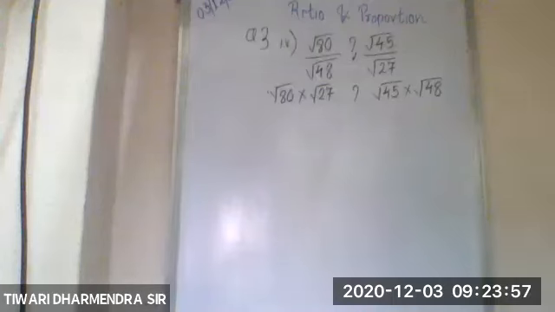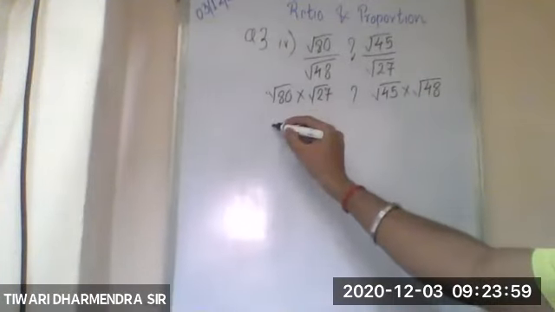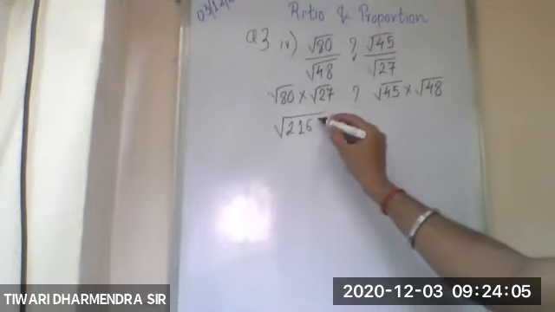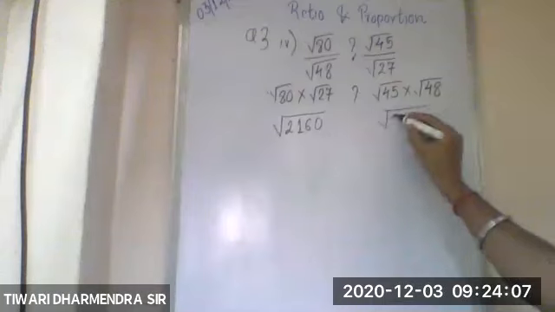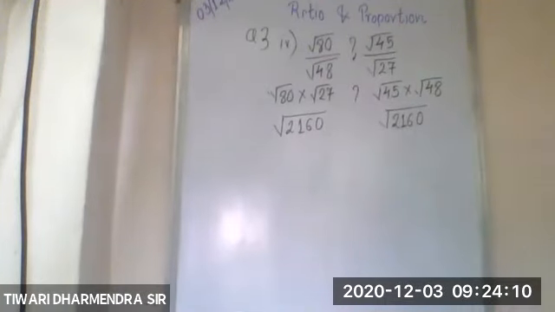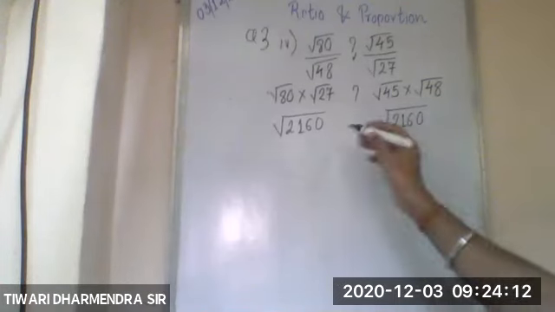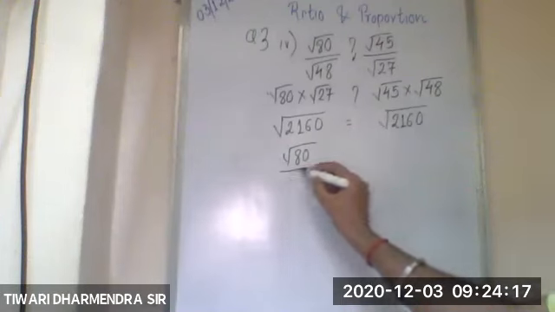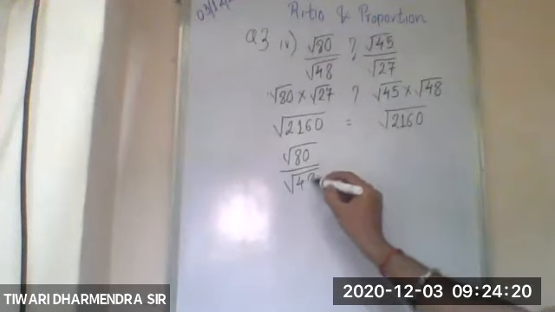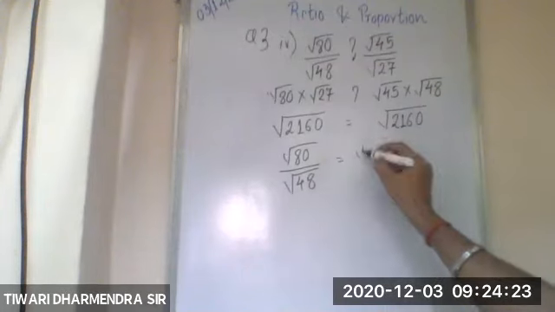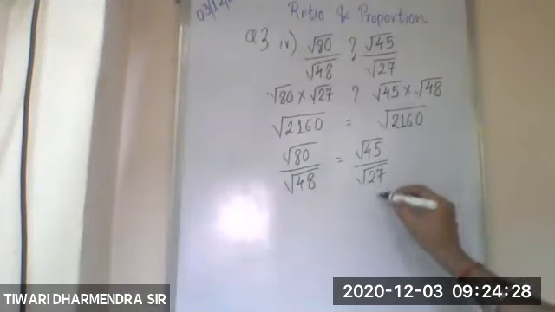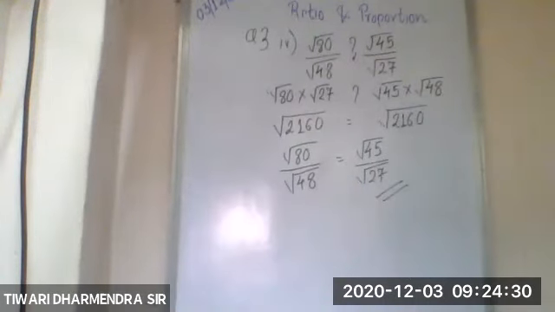After multiplying 80 by 27, what do you get? You get root of 2160, and here also you get 2160. So we can see that both are equal, and hence we conclude that root of 80 upon root of 48 is equal to root of 45 upon root of 27. Done. So question number 3, fourth part is also done.